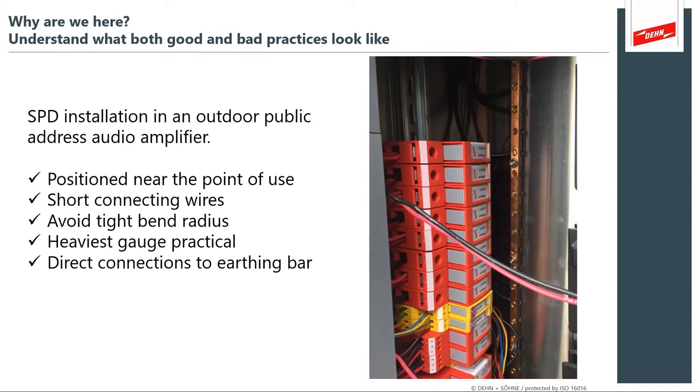So an installation in an outdoor public audio amplifier cabinet, we want to look at this because this is a really good example. Position near the point of use, check. It's in the cabinet with the amplifiers. We're using short conductors to connect the wired systems together. Check. You can see it's right in the same cabinet. We avoid tight bend radius. Check. We're using the heaviest gauge that is practical. Check. And we have direct connections to the earthing bar for best control of those voltages. So this is the use of surge protection devices as an equipotential bonding method.